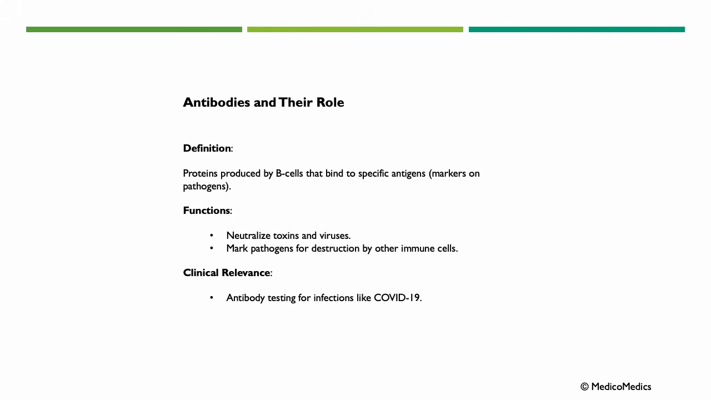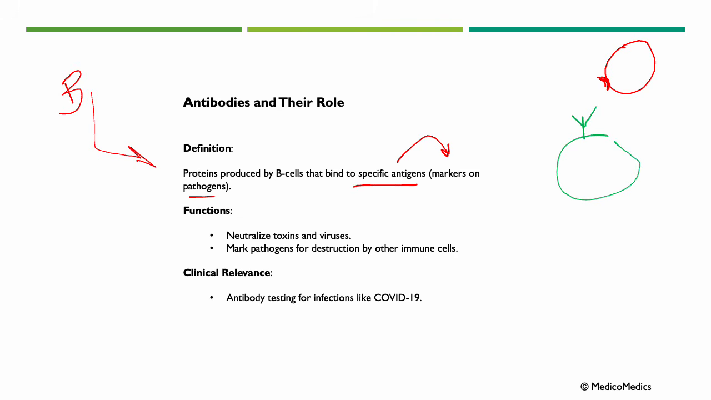Now, antibodies and their roles. We mentioned that our B cells produce these proteins that bind to specific antigens. Specific antigens means markers on the pathogens. So this pathogen here has something, right? It has a specific antigen on it. And these B cells that have been produced with these antibodies are built to bind specifically to this and destroy this cell.